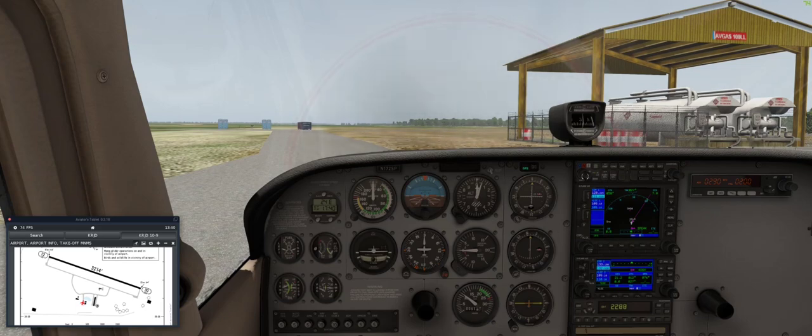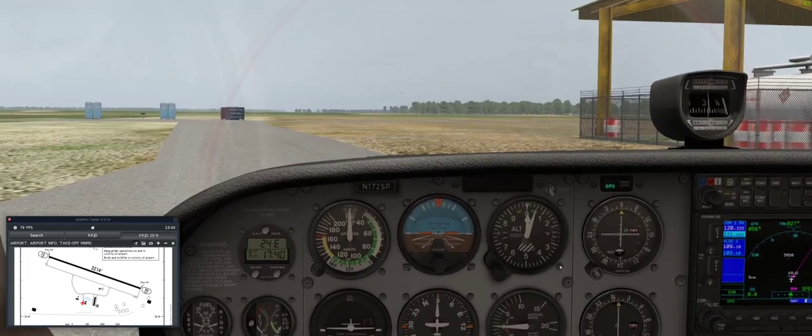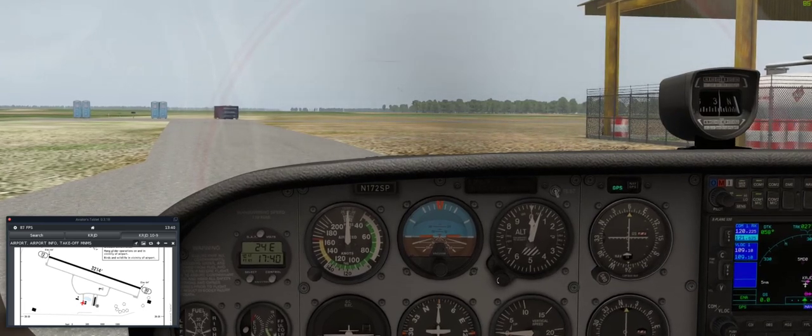And we need ATIS, don't we? Would be a good idea to get the altimeter. Visibility 10. Sky conditions 15,000 scattered. Temperature 31. Altimeter 2995. Looks about right.